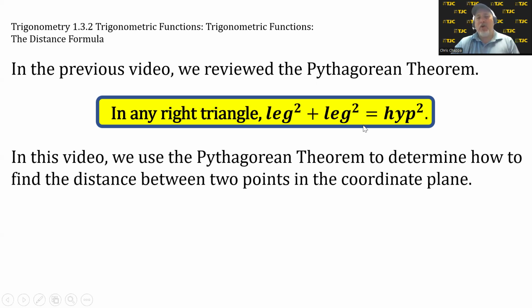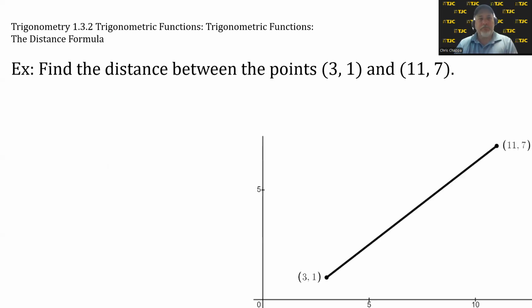In the previous video, we reviewed the Pythagorean theorem. In any right triangle, the sum of the squares of the legs is equal to the square of the hypotenuse, or rather we should say the lengths of the legs and the length of the hypotenuse. In this video, we use the Pythagorean theorem to determine how to find the distance between 2 points in the coordinate plane. For example, let's find the distance between the points (3, 1) and (11, 7).